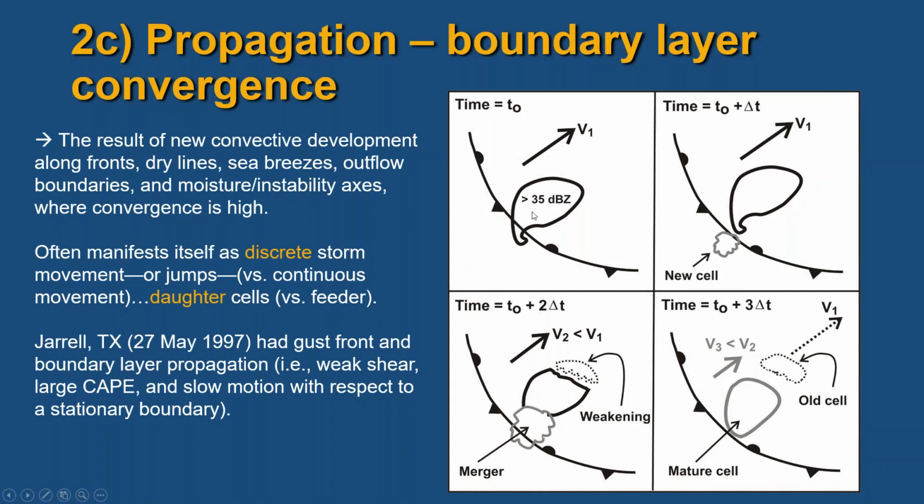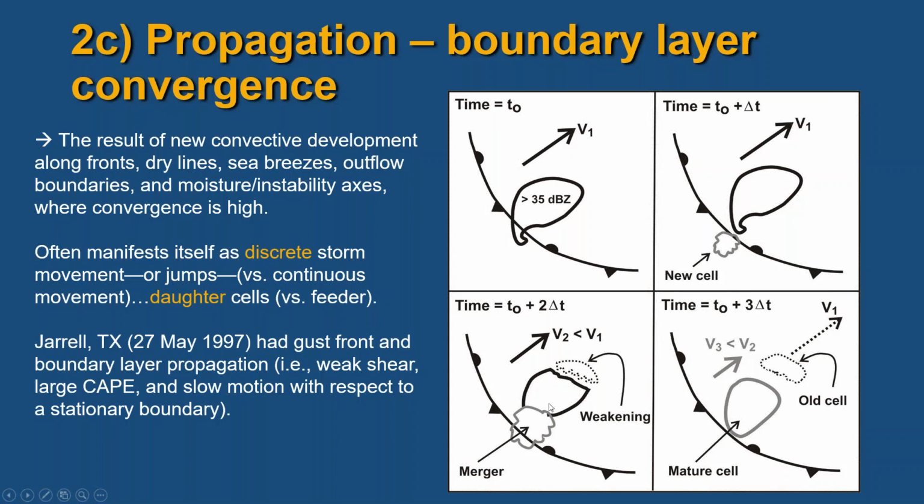A supercell is moving to the northeast, it crosses the boundary, and after some time, a new cell develops in its wake. You can envision you maybe have a southerly low-level jet. It develops along that boundary. A little bit later, you see that the supercell starts weakening on the northeast side. Maybe it's moving into a more stable environment, and the storm on the southwest side is growing and merging on the southwest side of the storm.